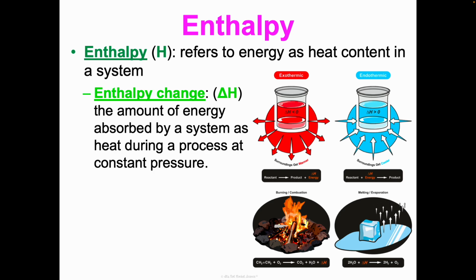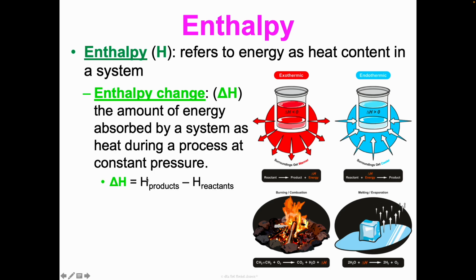We look at the amount of energy absorbed by a system as heat during a process at constant pressure. So if that's positive, that means energy did get absorbed and it's an endothermic reaction. It's greater than zero. If you were writing a thermochemical equation, like I mentioned, you'd have your reactants plus your energy yielding your product. If it is negative, that means it wasn't absorbed, okay? It means it was released, and that's your exothermic. And so that's where we would write the thermochemical equation as the reactant yields the product plus your energy.